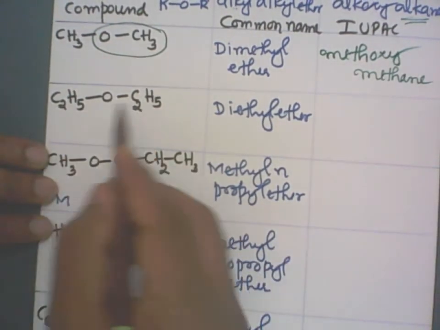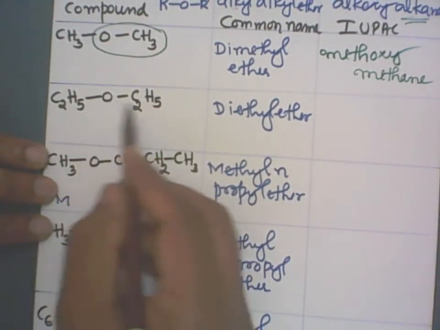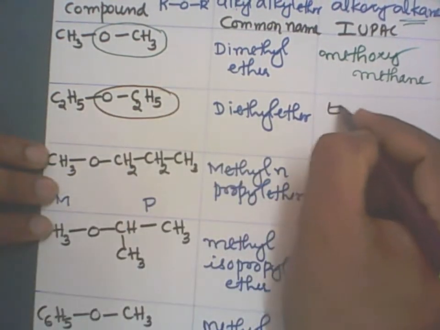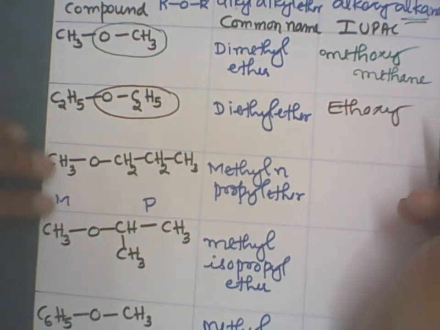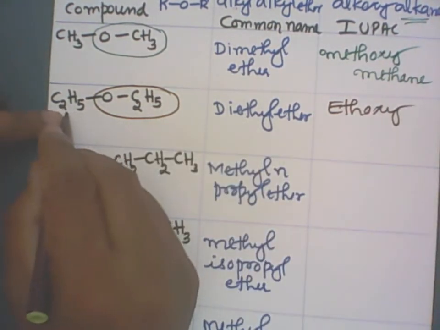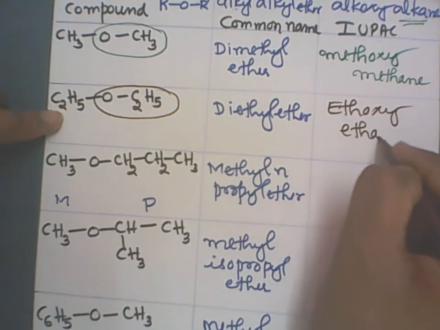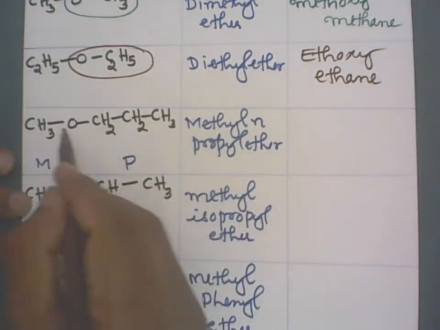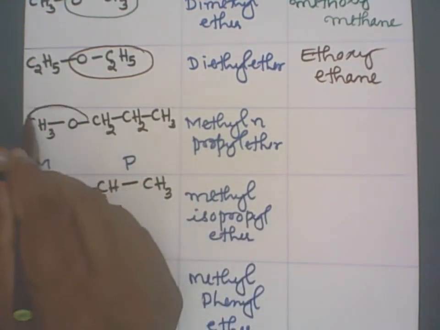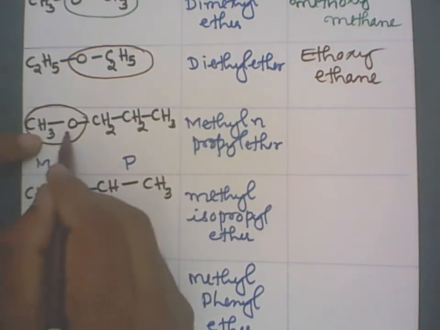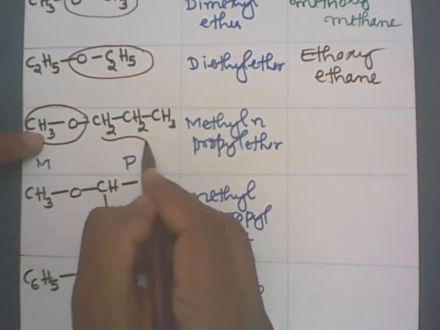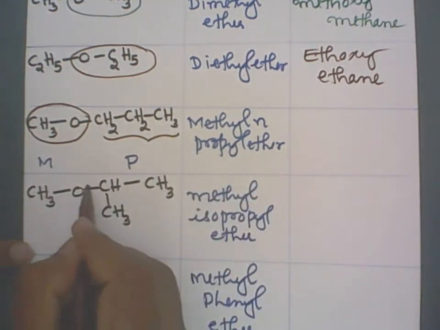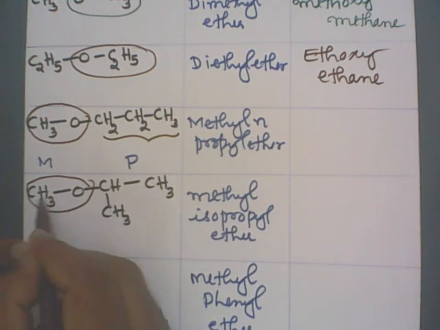Next one. Again, groups are similar here. So I'll attach one of the ethyl to the oxygen. So becomes a ethoxy. Next one with the two carbon atom. So becomes ethane. Two carbon atom ethane. Right? Next one. Smallest alkyl group along with the oxygen always. So this is a methoxy. And the longest chain. How many carbon atoms are there? 3 carbon atoms are there. Here also methoxy. Smaller alkyl group to the oxygen.